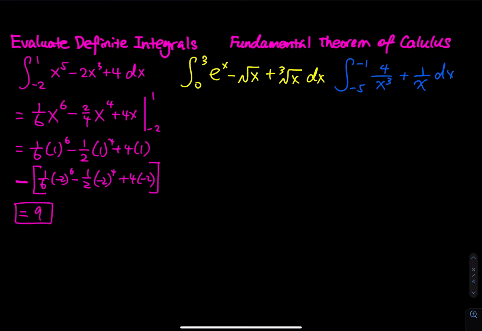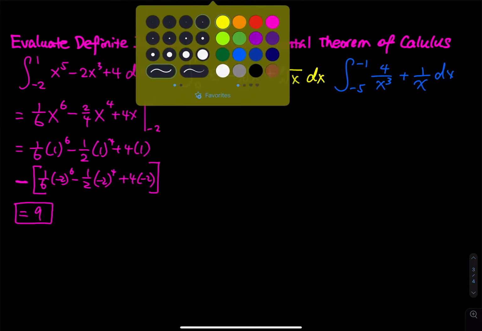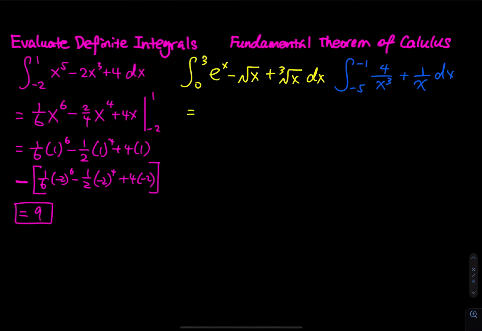Okay, let's take a look at the yellow one. We have the integral of e to the x minus root x minus cube root of x dx, and x goes from 0 to 3. So let's integrate first. What is the integral of e to the x? The derivative of e to the x is e to the x. That means the integral of e to the x is still e to the x.